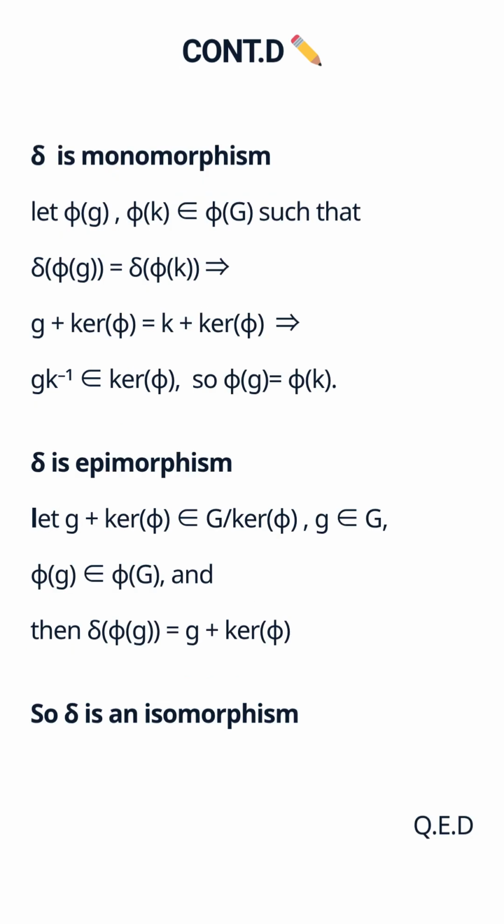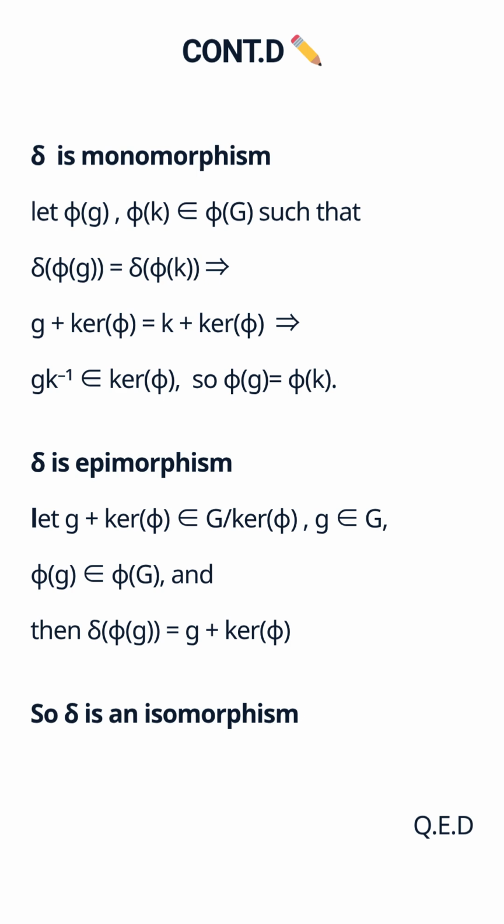So let's show that delta is a monomorphism, that is delta is one-to-one. So let phi G and phi K be elements of the image of phi such that the images of phi G and phi K under the mapping delta are the same. So this implies that the left coset of the kernel of phi by G equals the left coset of the kernel of phi by K. And so G K inverse is an element of the kernel of phi, and so phi G equals phi K. So delta has been shown to be a monomorphism.